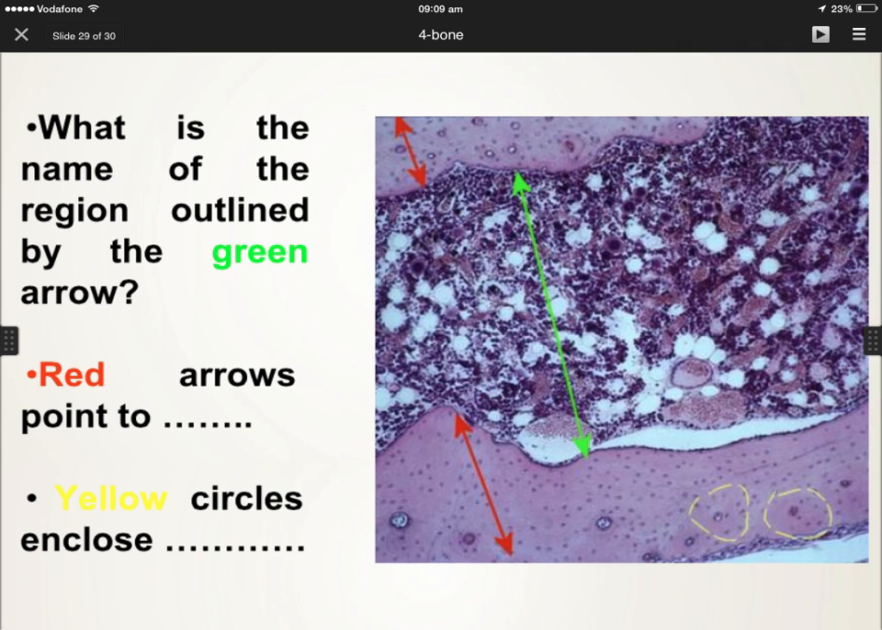Red arrows point to the acidophilic bony trabeculae. Here we have the compact bony trabeculae. And the yellow circles enclose the Haversian system. If you are asked about the type of the bone marrow, as this bone marrow is present inside the compact bone, you can say that it is a yellow bone marrow, as it is present in the cavity of a compact bone.